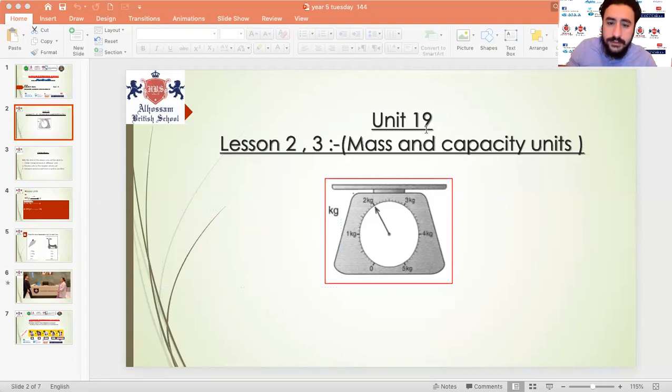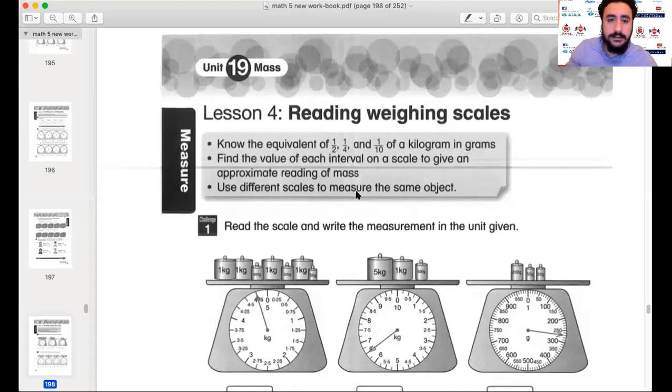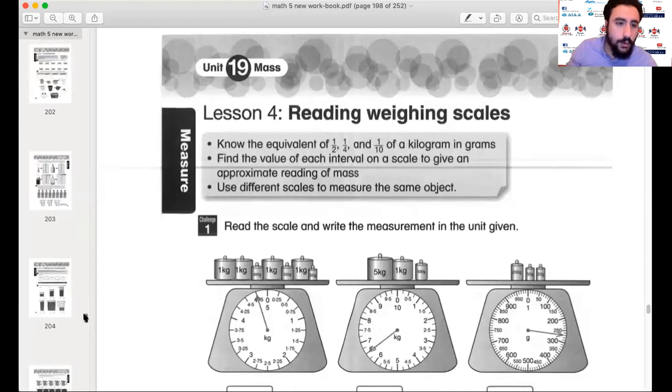So now we are going to continue solving the problems from the workbook. All of you, please open the workbook page. Page 198, unit 19, lesson 4, reading weighing scales. It's like the weight, but the scale that measures the weights. Everybody, open this page, unit 19, lesson 4, and if you found the page, write done in the chat.